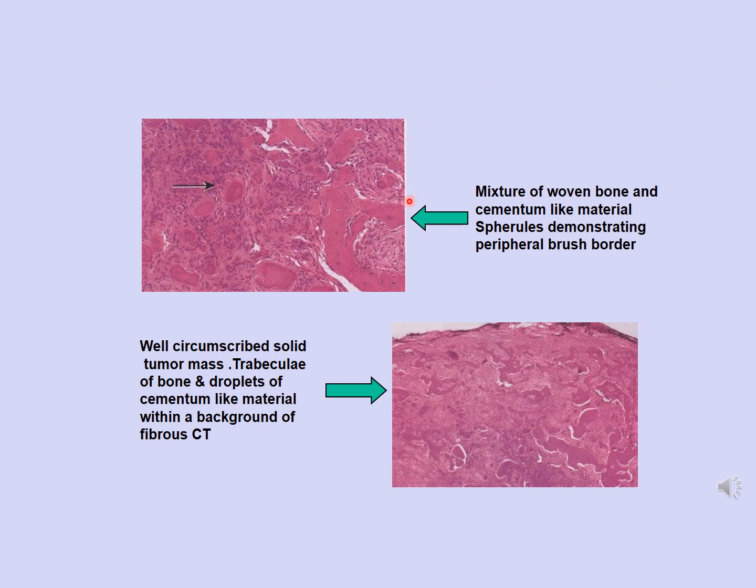So this is the microscopic image. A mixture of woven bone and cementum-like material; this basophilic area is cementum. All of this is fibrous tissue. This is the bony trabeculae that you're seeing, or the osteoid. Okay, same thing. A well circumscribed solid mass of tumor, that's why you're seeing a clean cut here. Trabeculae of bone and droplets of cementum-like material in the background of fibrous connective tissue.